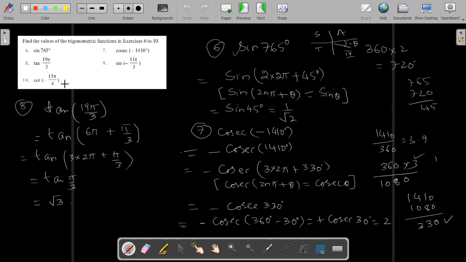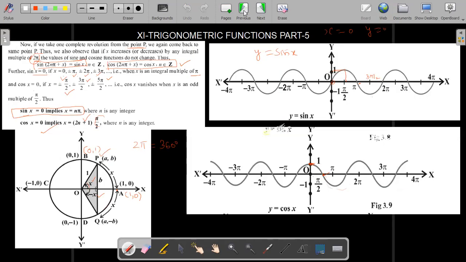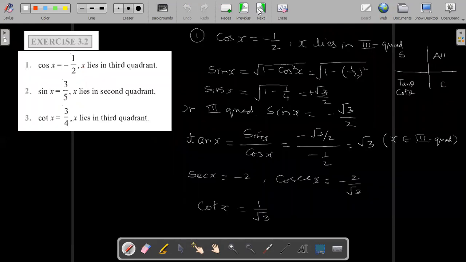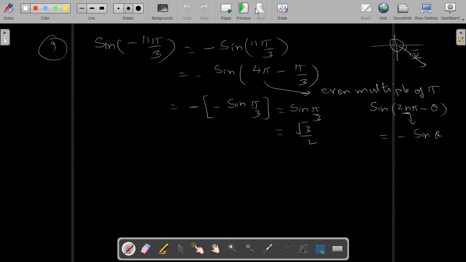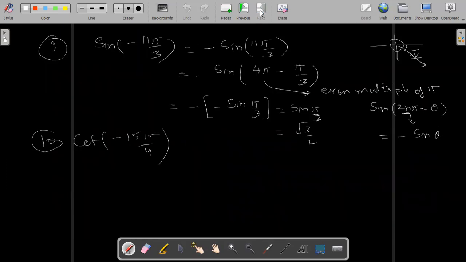Last is cot of minus 15 pi by 4. Cot minus 15 pi by 4.